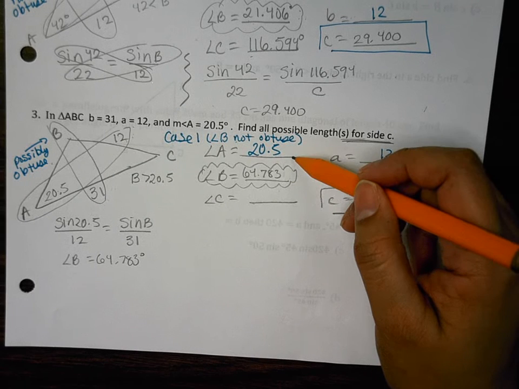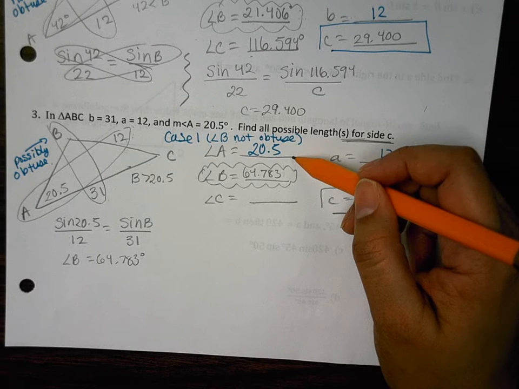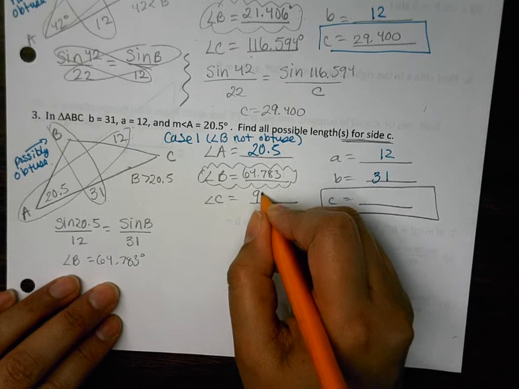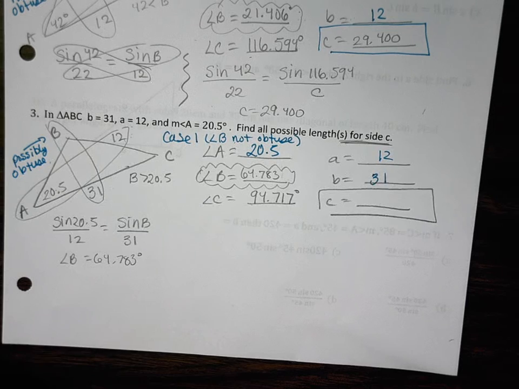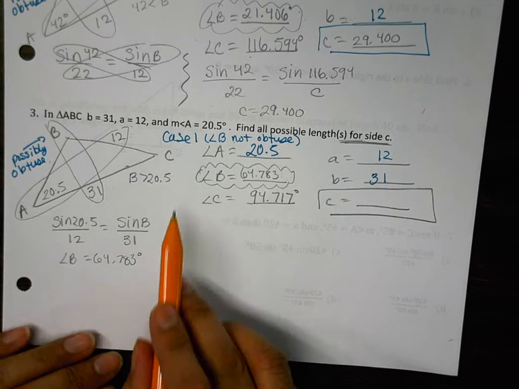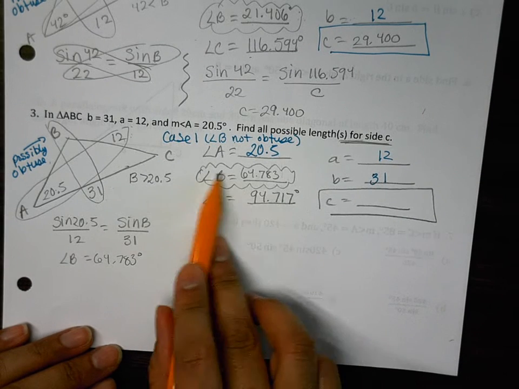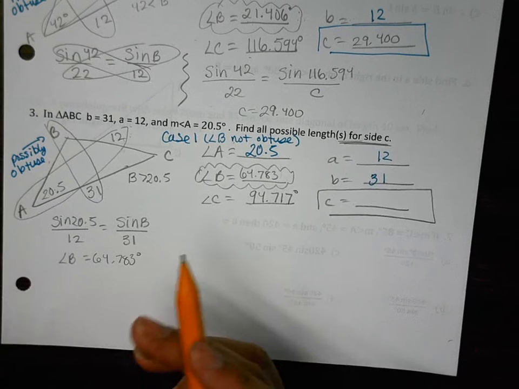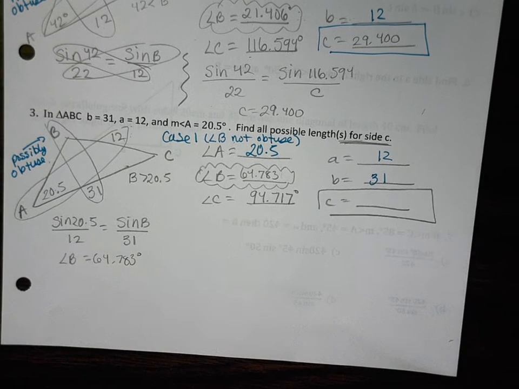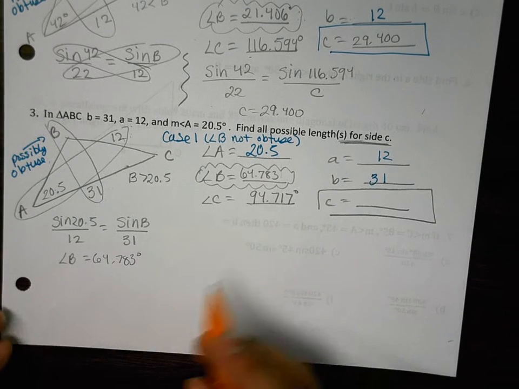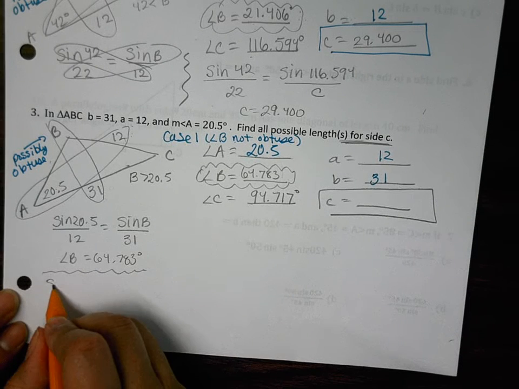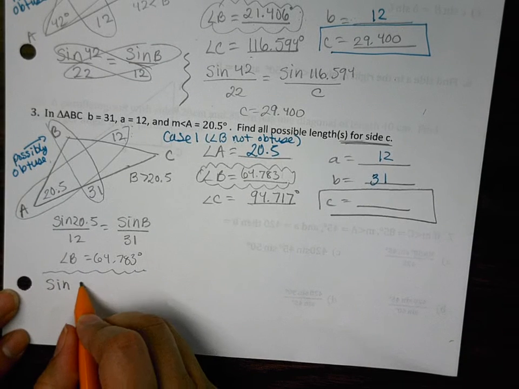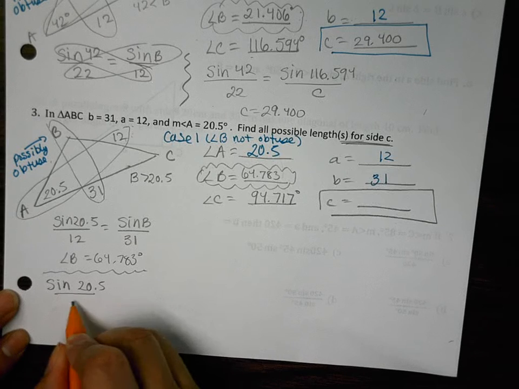Perfect. So he said 180 minus the 64.783 minus the 20.5. Have you done it already? 94.717. Thank you. All right. Now again, case 1, B is not obtuse, and you can see right here 64.783 is not an obtuse angle. All right. Go ahead and use your information now to find side C.